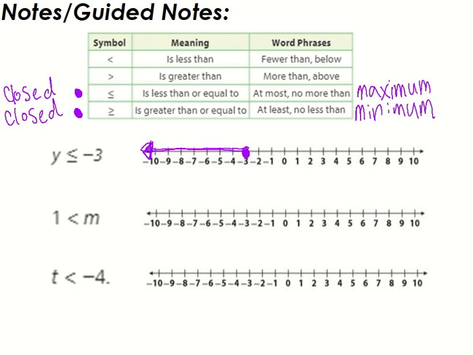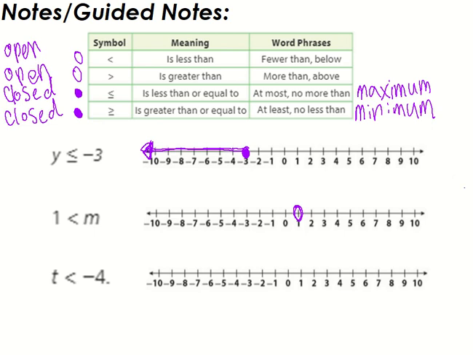Okay, so this one is 1 is less than m. So that means m is bigger than 1, right? 1 has to be less than m. So when we have less than, 1 can't be included. It's not equal to. So we're going to have it be open. Okay, and that's true for greater than as well, because an open circle means we start here, right? We're going to start here, but I can't have it be 1. It's not equal to, so we leave it open.